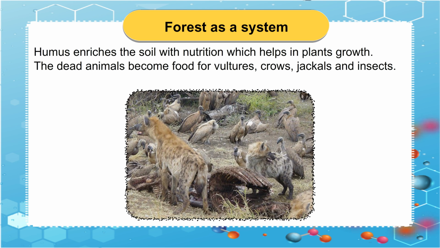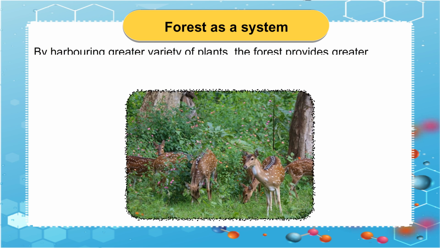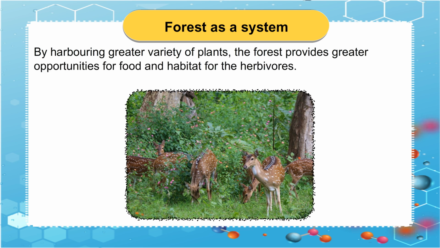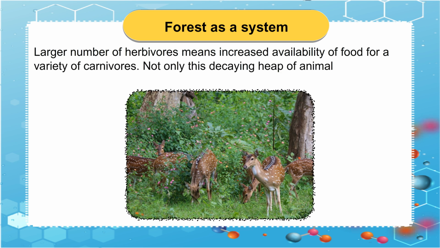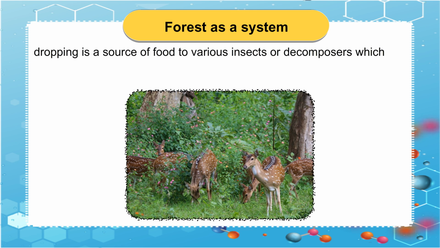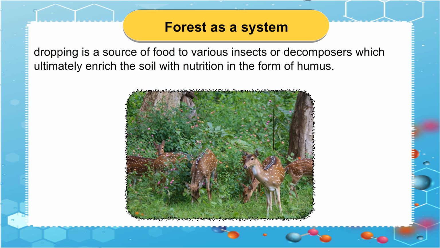The dead animals become food for vultures, crows, jackals, and insects. By harboring greater variety of plants, the forest provides greater opportunities for food and habitat for the herbivores. Larger number of herbivores means increased availability of food for a variety of carnivores. Not only this, the decaying heap of animal droppings is a source of food to various insects or decomposers, which ultimately enrich the soil with nutrition in the form of humus.